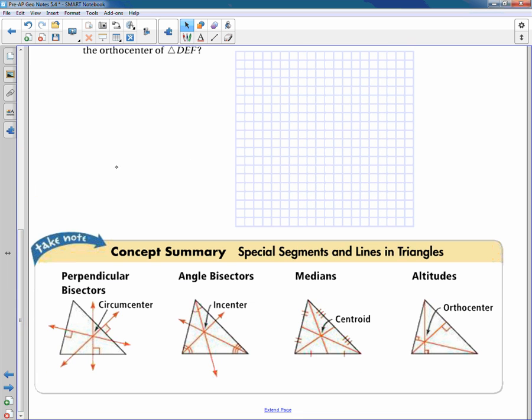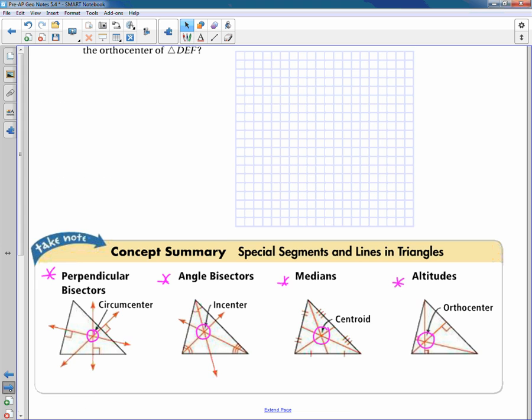Okay. This right here is a great little picture to have and kind of keep for your studying, and it gives you the perpendicular bisectors, which is the circumcenter. It gives you the angle bisectors is the incenter, the medians is the centroid, and then the altitudes is the orthocenter. So it's just a quick reminder of what each of those terms mean as far as points of concurrency.